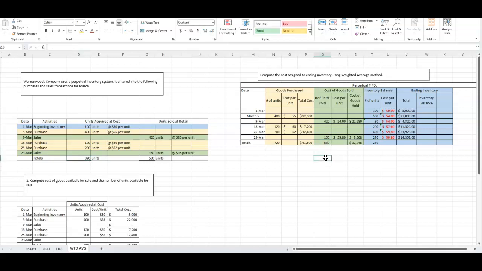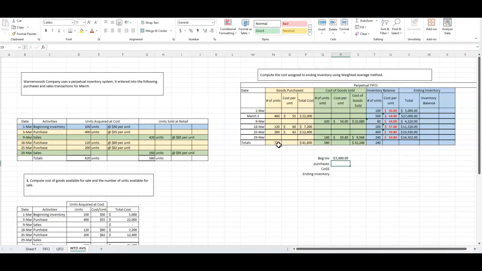Let's do the math again. Beginning inventory plus purchases minus cost of goods sold. Got to make Excel behave here. Beginning inventory is $5,000. Purchases were $41,600. Cost of goods sold is $32,248. Add all those up, and we get $14,352 for ending inventory.